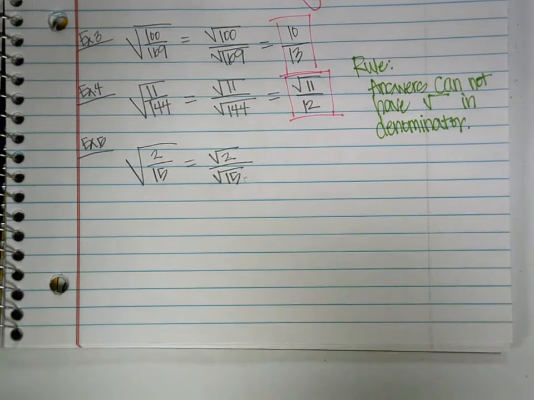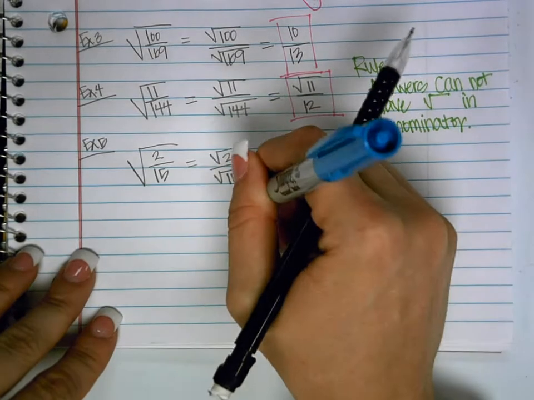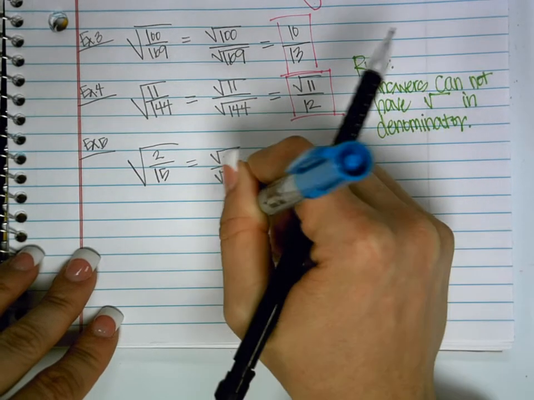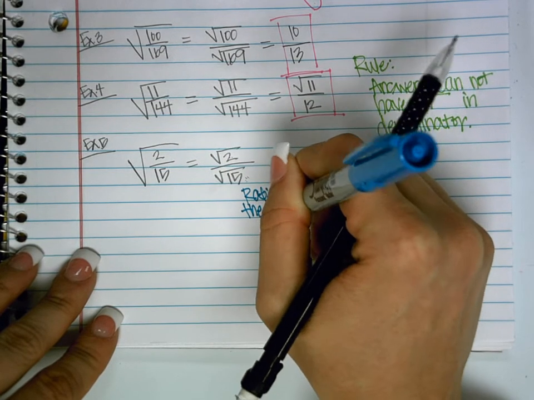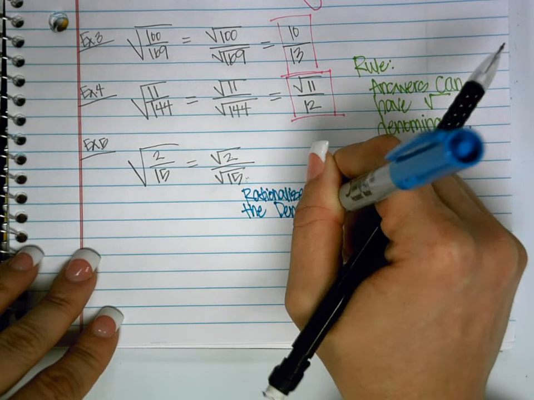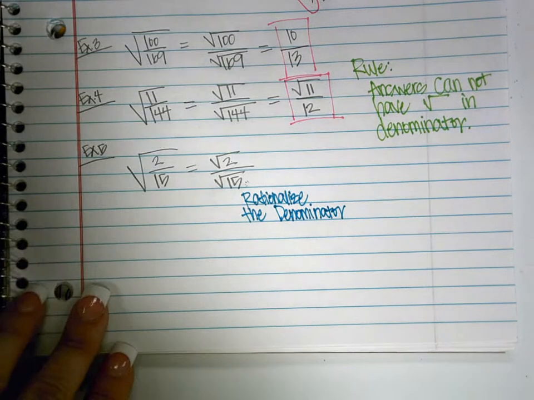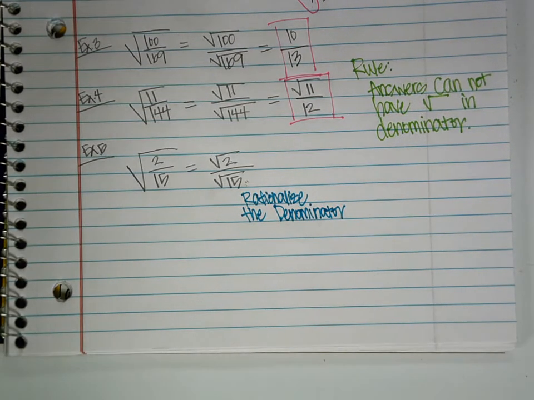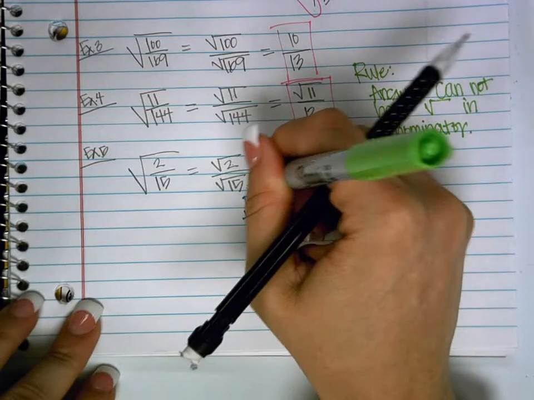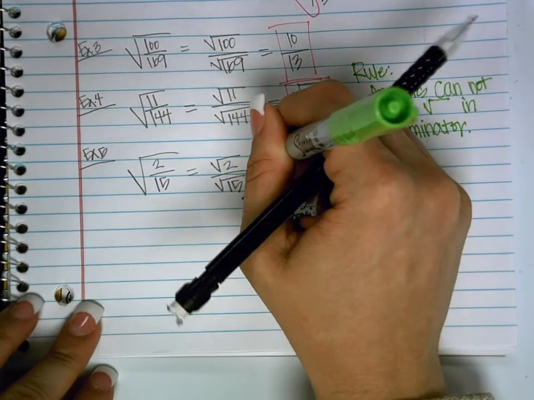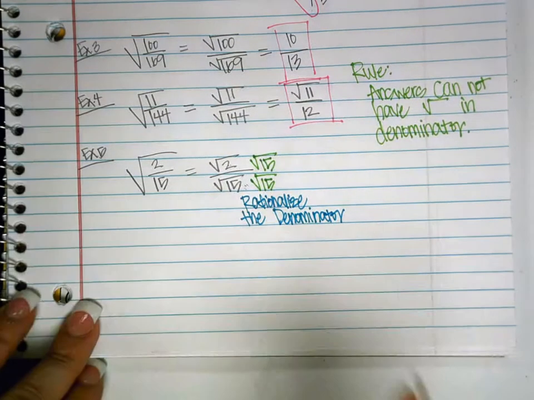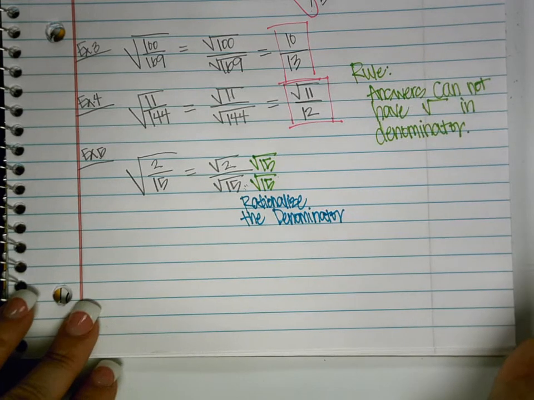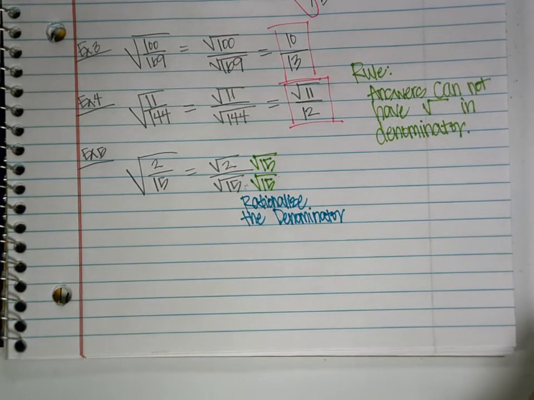So what we have to do is something called rationalize the denominator. Basically what we want to do is create a pair of 15s. So we're going to multiply by root 15 over root 15. Because what is root 15 over root 15? Basically 1. And you can multiply anything by 1 and it doesn't change it.